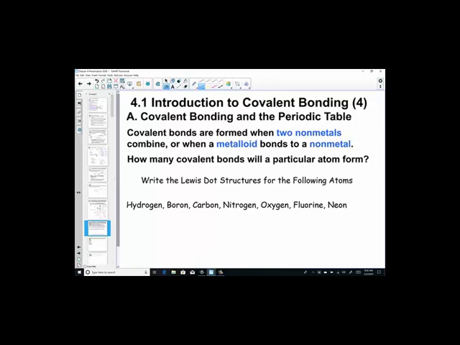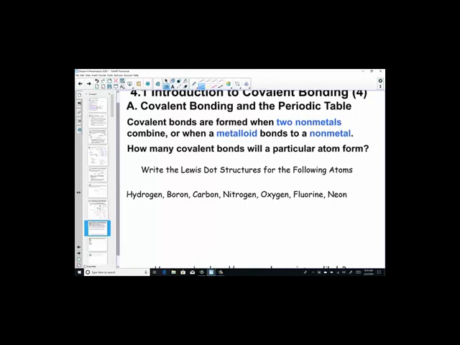So we're introducing covalent bonding, and as it's related to the periodic table. We know that they're formed when two nonmetals combine, or when a metalloid and a nonmetal combine. So thinking about nonmetal to nonmetal, we really don't have too many elements on the nonmetal side of our border. So we're just looking at how they combine to form molecules. It begins with investigating how many bonds each atom would like to have. So let's write these out together. We're going to investigate how many bonds it would need to satisfy its octet.